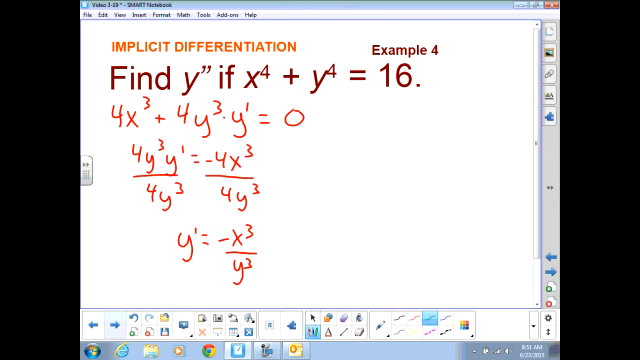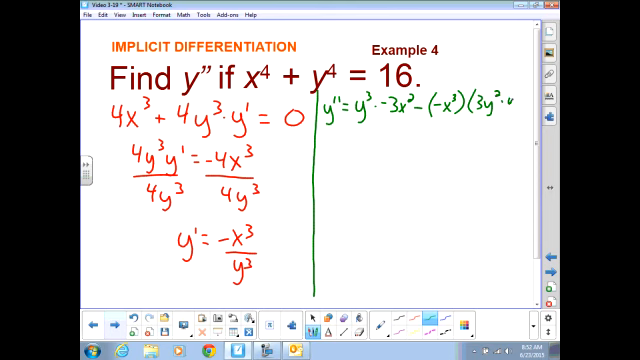So now we will do the second derivative. We're going to have to do a quotient rule. So we'll have that y double prime equals our low, which is y cubed, times d high, which will be negative 3x squared, minus high, which is negative x cubed, times d low. We're taking a derivative of y with respect to x, so we'll have 3y squared times y prime, all over low low, which would be y to the sixth.